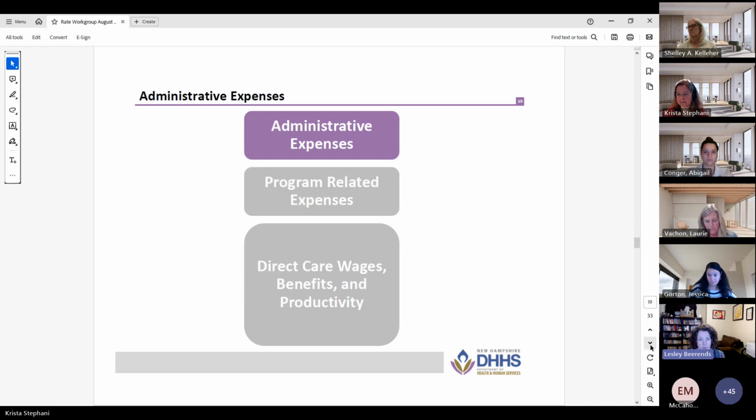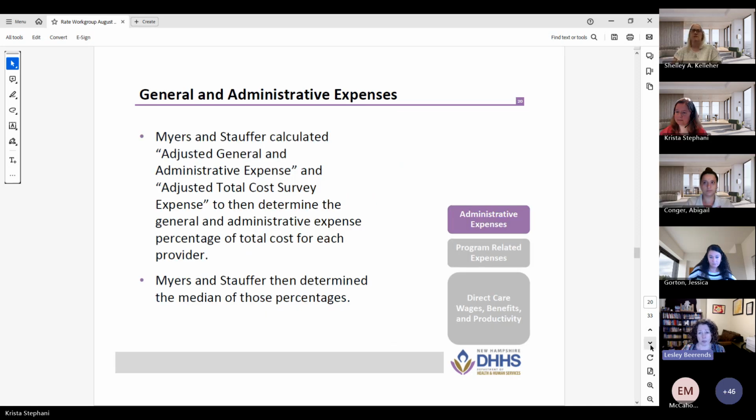Now we have the administrative expense component. This once again was calculated from the cost surveys. We looked at adjusted general and administrative expenses and adjusted total cost survey expense. So we're not including anything that's non-reimbursable or not allowable for Medicaid waiver services. So this doesn't include room and board or any other non-reimbursable waiver expenses. We calculated a G&A expense percentage of total cost for each provider, and then we determined the median of those percentages.